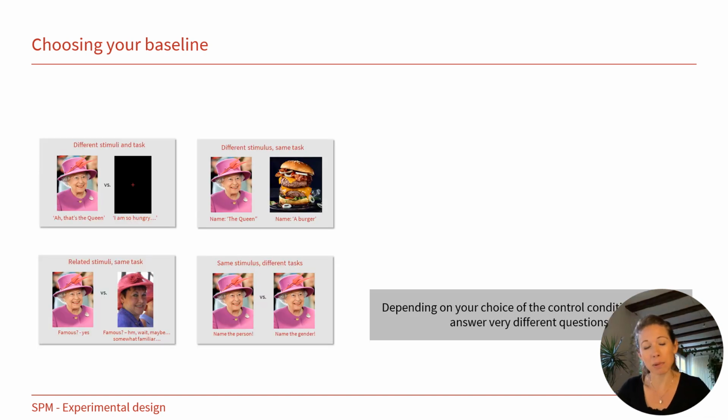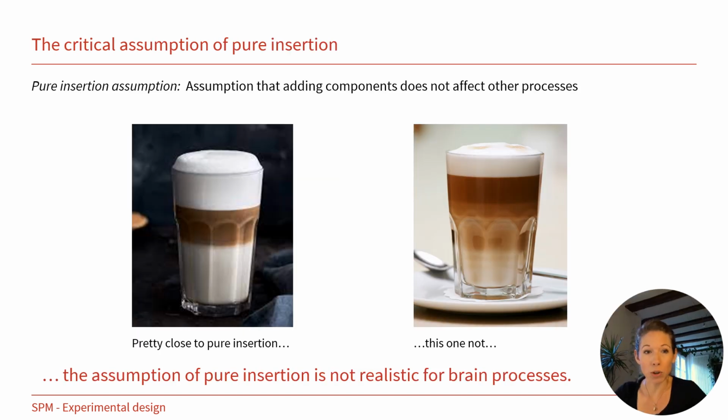So I hope with these examples it became clear that depending on the choice of a control condition, you will answer very different research questions, and that finding the correct baseline is not trivial at all. Now let's move on to the second watch-out, which is pure insertion. Pure insertion means that adding one component does not affect the other components. And I brought you an illustration with latte macchiato. On the left side, you can see a perfect latte macchiato where the insertion of coffee almost did not affect the milk. Whereas in the second latte macchiato, the insertion of coffee had an effect on the milk.